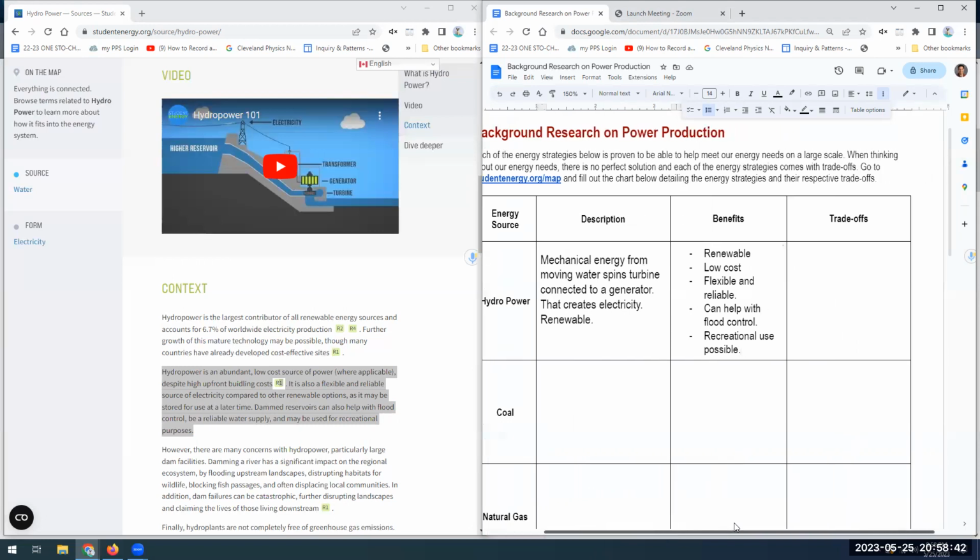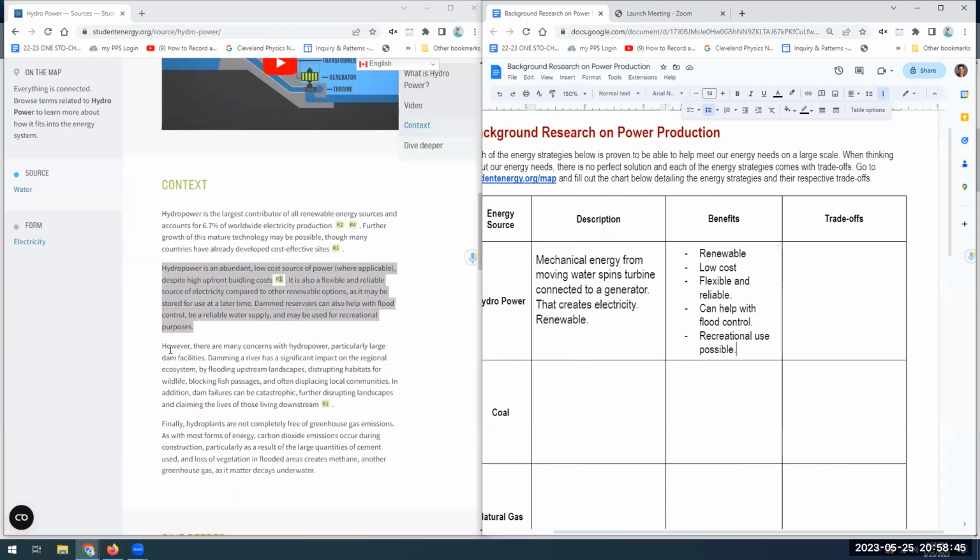Okay, so let's go to the third paragraph here. The third paragraph says, however, there are many concerns with hydropower, particularly large dam facilities. Damming a river has a significant impact on the regional ecosystem by flooding upstream landscapes, disturbing habitats for wildlife, blocking fish passages, and often displacing local communities. In addition, dam failures can be catastrophic, further disrupting landscapes and claiming the lives of those living downstream.